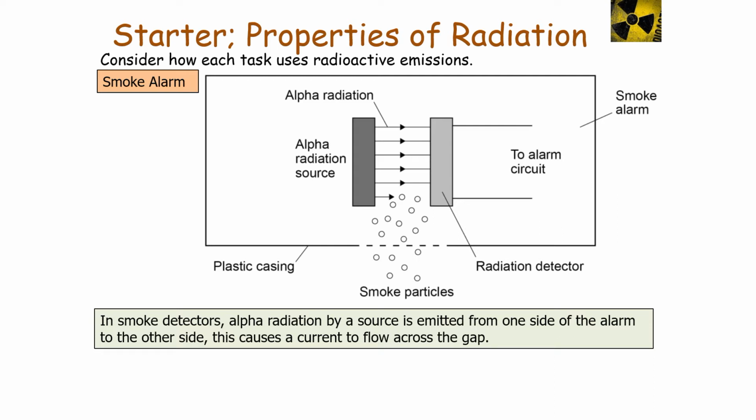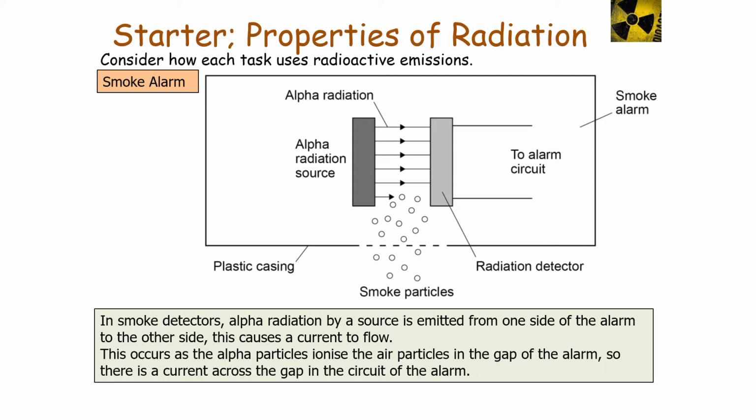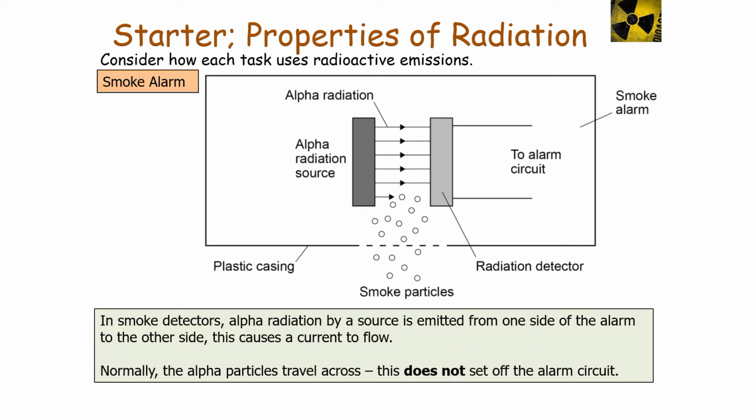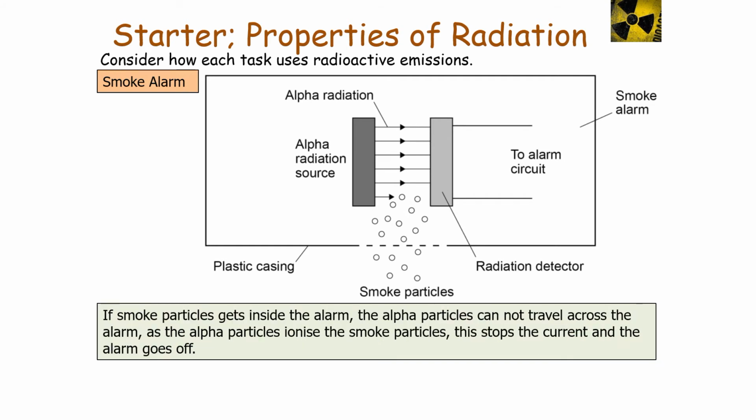In smoke detectors, alpha radiation emitted by a source goes from one end of the alarm to the other end, and this causes a current to flow across the gap. This occurs because the alpha particles ionize the air particles in the gap of the alarm, so there's a current across the gap in the circuit of the alarm. Normally the alpha particles travel across, ionize air particles and complete the circuit, allowing the smoke alarm to work. But if smoke particles get inside the alarm, the alpha particles cannot travel across as they are absorbed by the smoke particles, so it stops the current flowing and the alarm goes off.